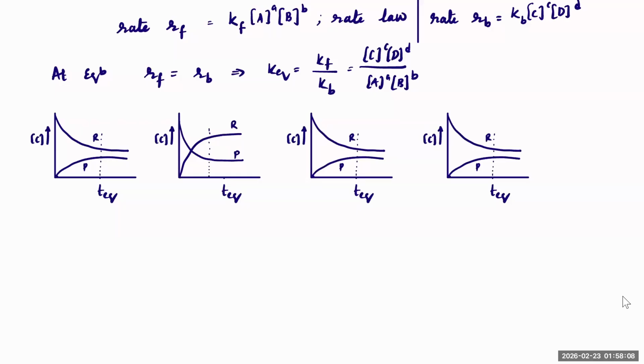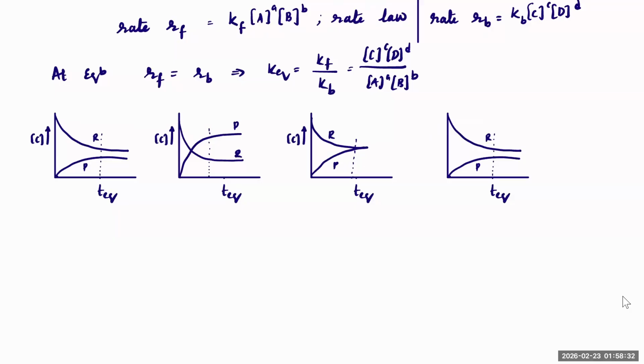It might happen that the reactant has a higher value and the product has a lower value. Sorry, I wrote it wrong. This is product, this is reactant. Likewise, we can also have a case where reactant and product have equal values. So this is reactant, this is product. We can say this is where the equilibrium has been achieved. Correct? This is t equilibrium.